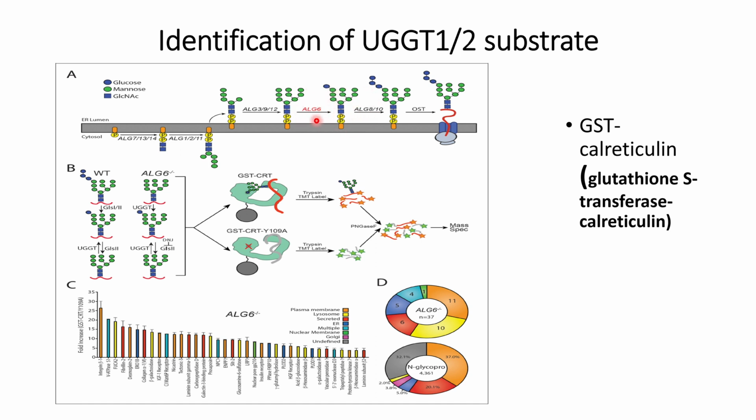So if this gene is knocked out, then this further step would not be able to happen inside the cell. So they have conducted these studies with ALG6 knockout cells.